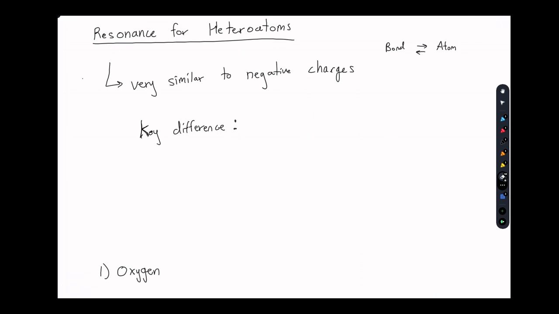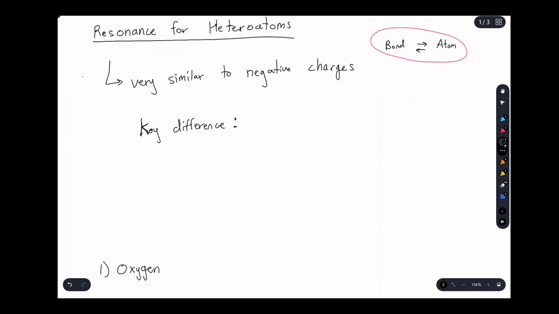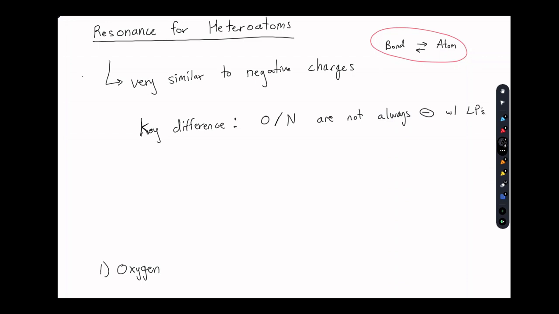Welcome to lecture 4.4, where we're going to be discussing resonance for heteroatoms. So we're going to handle this very similar to how we handled negative charges, and that's going to be with an emphasis on these bond to atom and atom to bond arrows. There is one key difference, however, and that key difference is that heteroatoms, such as oxygen and nitrogen, which are the main ones we're going to be seeing in this course, are not always negative with lone pairs. And this is an important consideration.